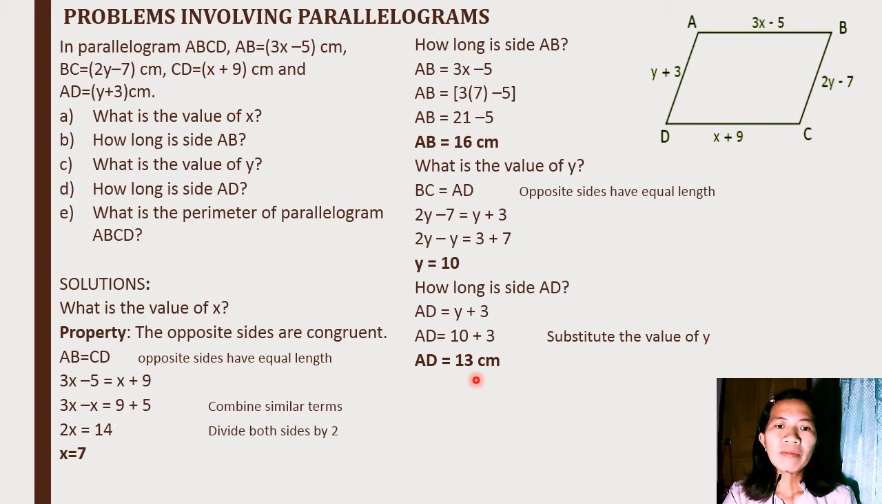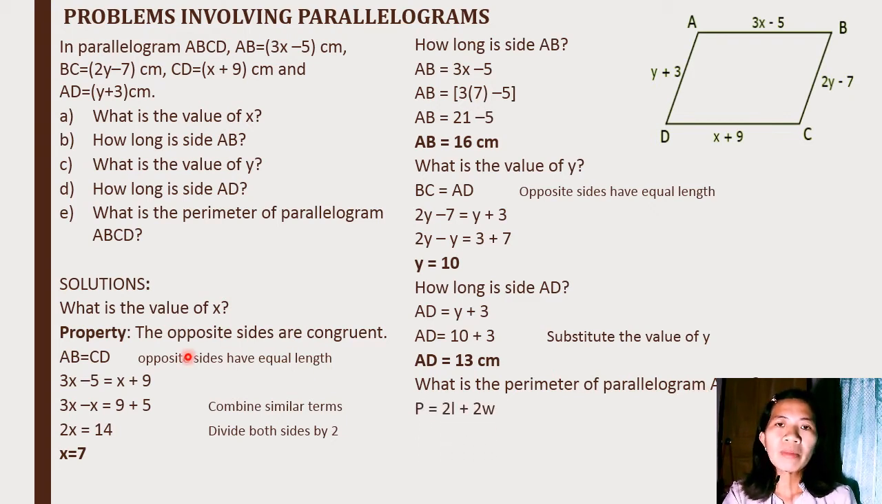And we have AD equals 13 centimeters. So this means this is 13 centimeters and the other side is also 13 centimeters. And this one is 16 centimeters, segment AB. So segment CD is also 16 centimeters. Now, let's find out what is the perimeter of parallelogram ABCD.